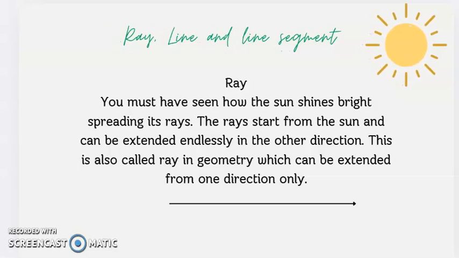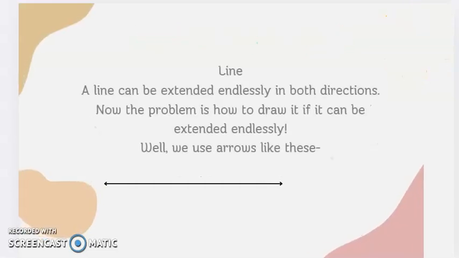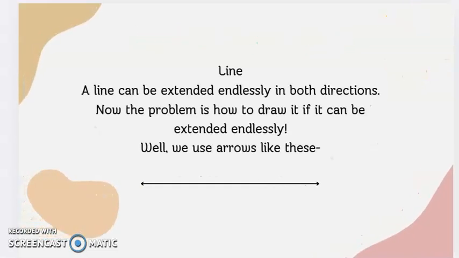Now let's move on to line. A line can be extended endlessly in both directions. Now the problem is how to draw it if it can be extended endlessly. Well, here's the solution. We use arrows like we use in the ray. But in this case, we use arrows at both ends to indicate it can be extended endlessly in both of the directions. Well, this is quite fascinating, isn't it?